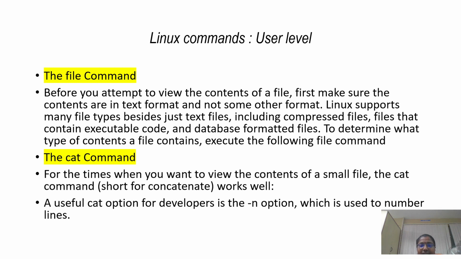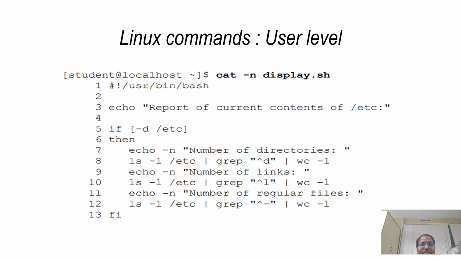To view the contents of a small file, the cat command works well. A useful cat option for developers is the -n option, which is used to number the lines. If you use cat -n display.sh, the content of the display.sh file will be numbered. Here is this numbering.